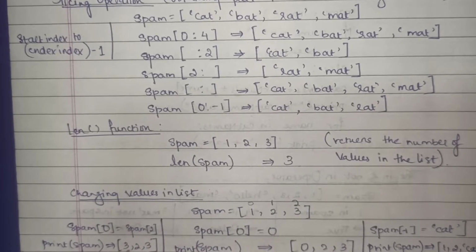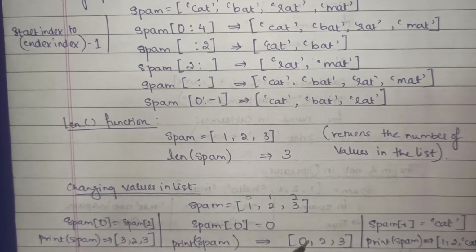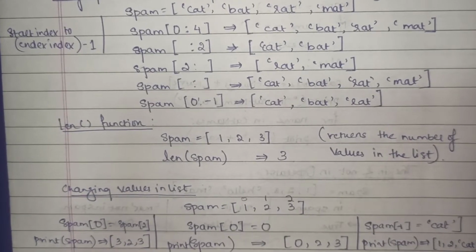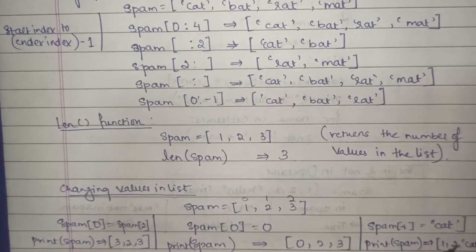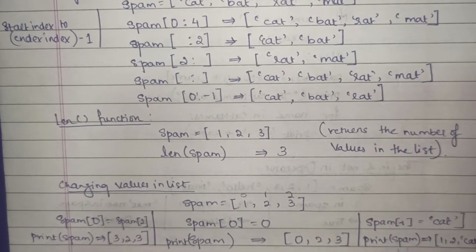so 3, 2, 3. And spam of 0 equals 0, so you assign 0 to spam of 0, so it will change again. So this will be 0 and the others remain the same. And spam of -1, that is the last element, will be assigned cat. So when you print the spam, it will be 1, 2 and cat. So this is about changing the values in a list by using the indexes.